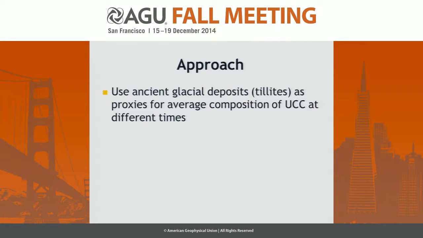So the approach here is to look at ancient glacial diamictites or tillites of different ages to come up with a time compositional portrait of the Earth's upper continental crust. This approach is broadly inspired by Goldschmidt. He suggested looking at glacial loess and glacial outwashed loams from the Pleistocene and the early Holocene to look at the modern composition of the upper continental crust. We're applying this approach going back in time through a series of periods where we had large ice sheets in the Earth's history.